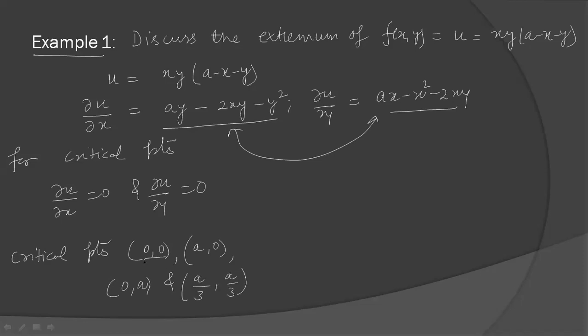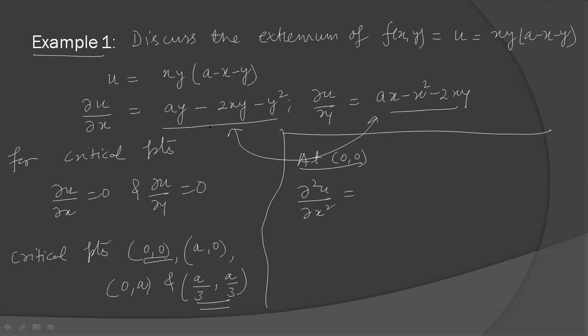So one solution is x equal to y, as you can see from these two points. Now the working to check maxima and minima at one point will be similar for the other three points. So at 0, 0 I am going to solve. Firstly, I am going to find the second derivative del 2u by del x square. If we differentiate with respect to x again, we get minus 2y.